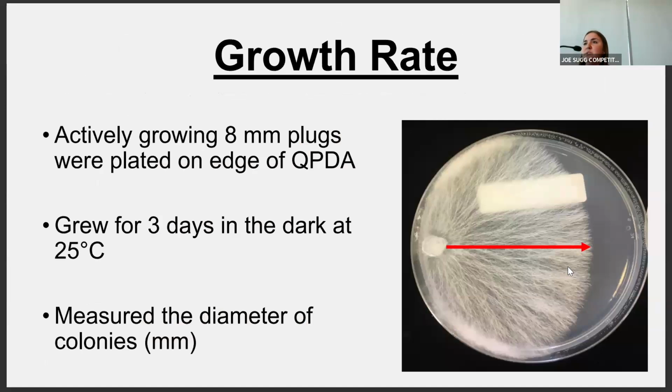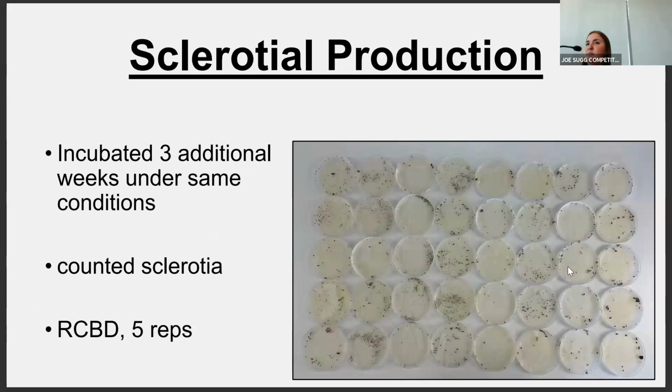My next assay was looking at these same isolates' growth rates. So I plated these on quarter strength PDA that was not amended with fungicides. I grew them for 3 days in the same conditions, and then I measured the diameter of those colonies. Now, at the end of this test, I put those same plates back in the incubator, and I left them for 3 additional weeks so they would form sclerotia. I then counted sclerotia and analyzed, this was a randomized complete block design with 5 reps.